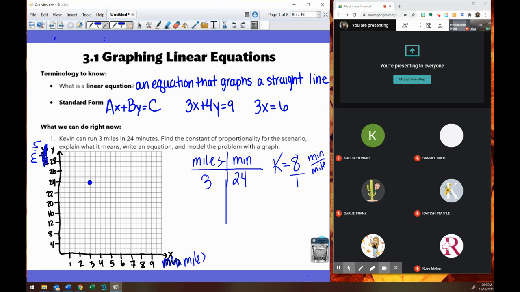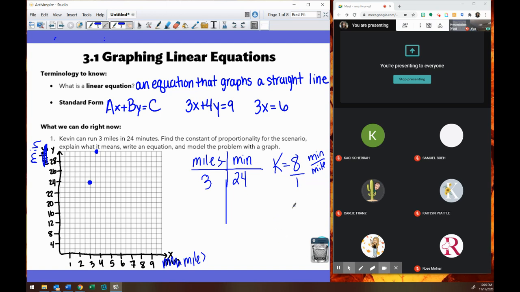We should be able to make another point, right? From here, my slope is 8 over 1. I can go up 8 and over 1. I'm counting by 2's here, so 2, 4, 6, 8. Goes about here and over 1. So you should know how to kind of move with your slope.